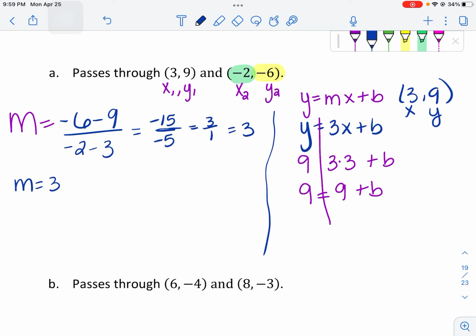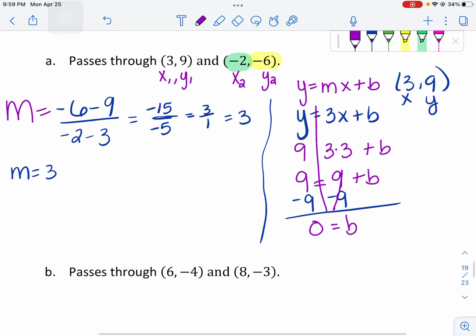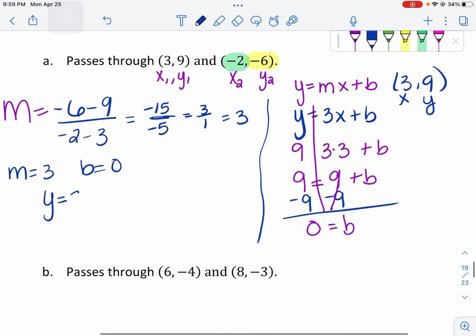Then using our inverse operations, it's a positive 9. So I'm going to go ahead and subtract 9 from both sides. And then that cancels, so I get b left. And 9 minus 9 is 0 on this side as well. So that means our y-intercept is 0. So our equation is going to be y equals 3x plus 0, which simplifies to just y equals 3x.